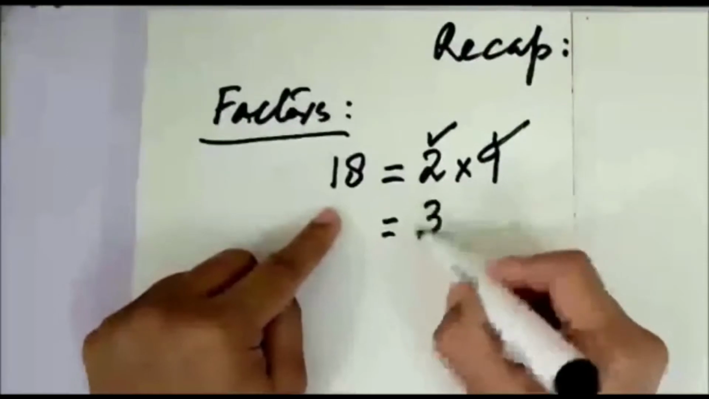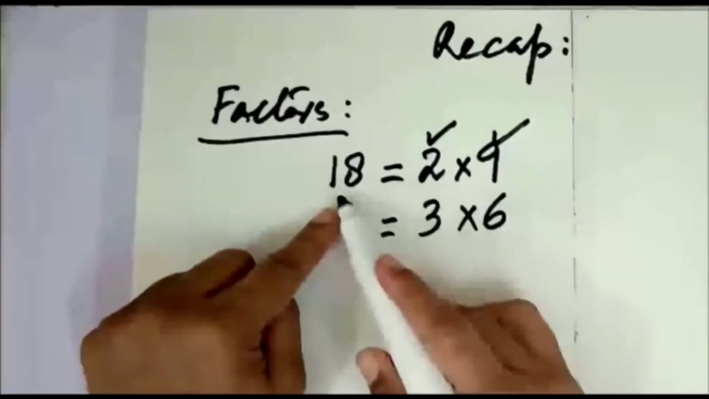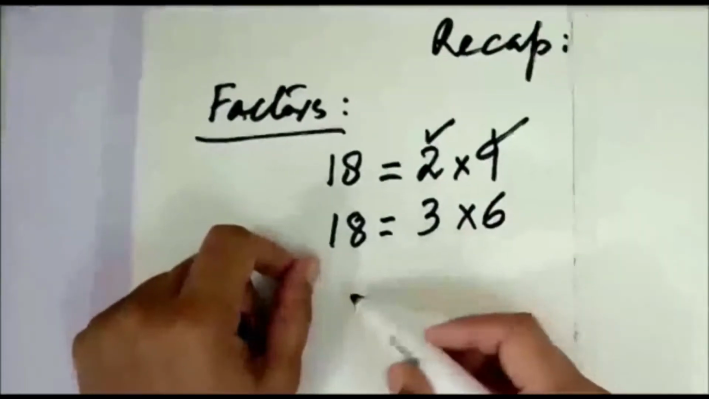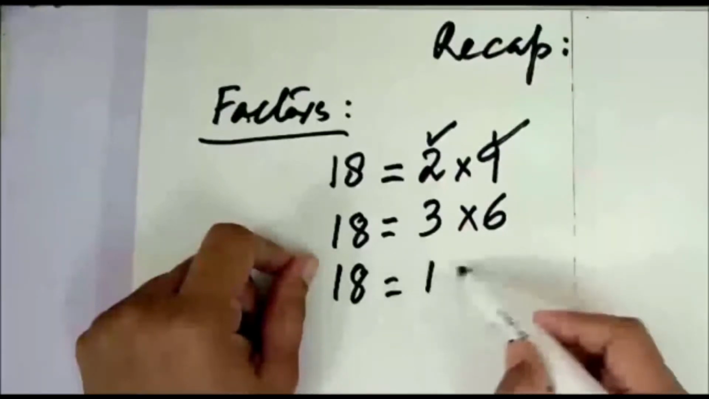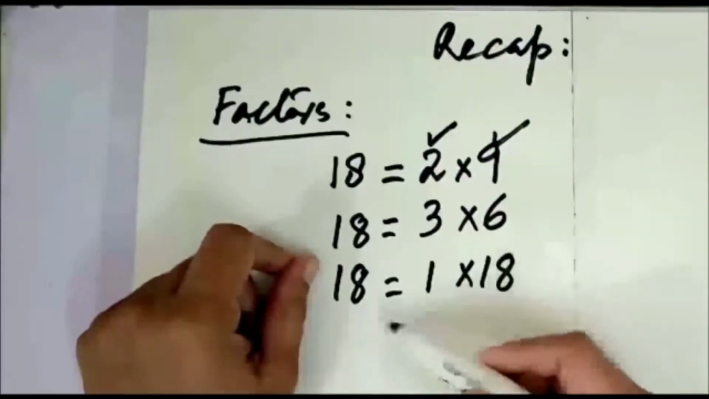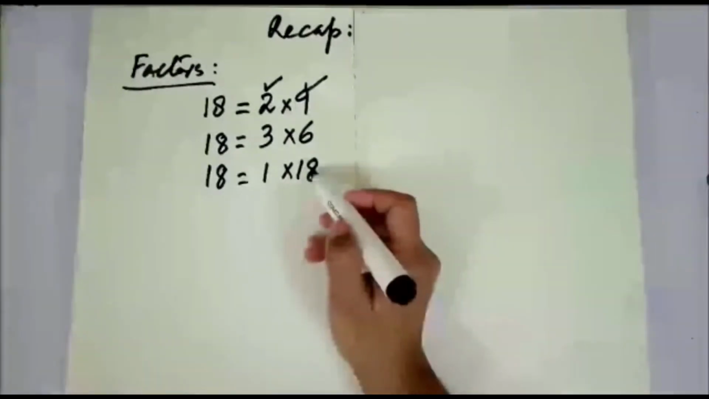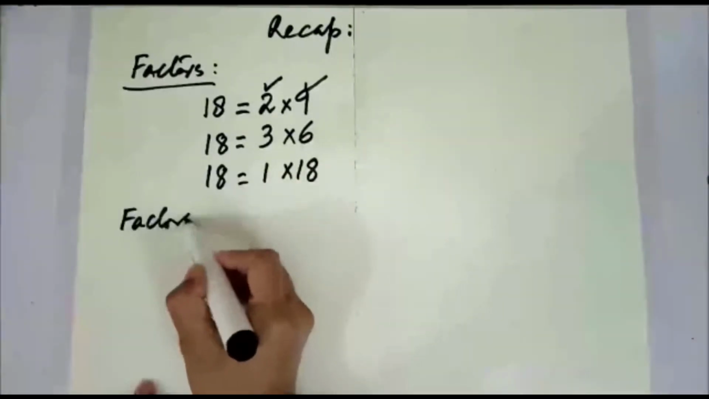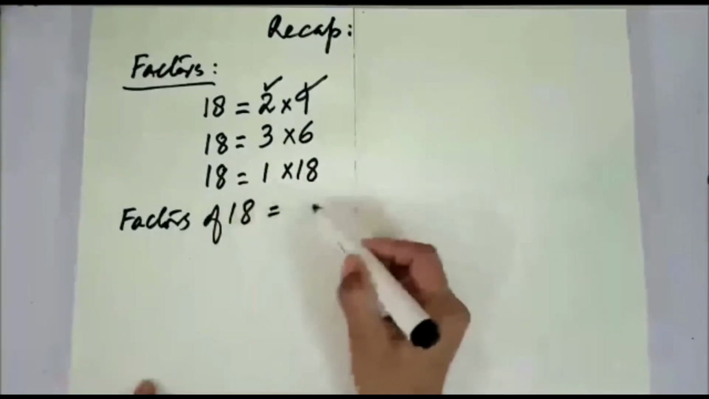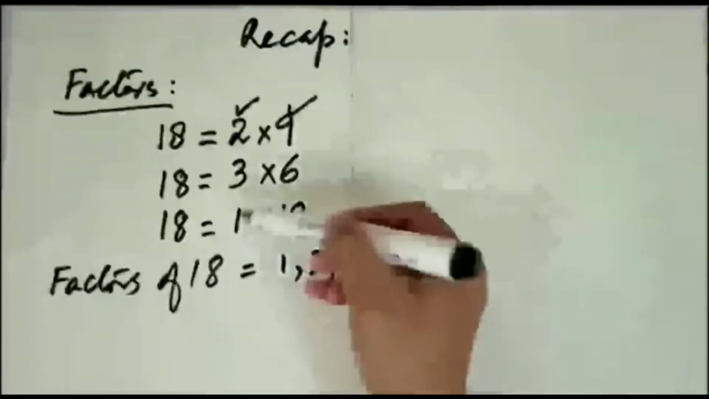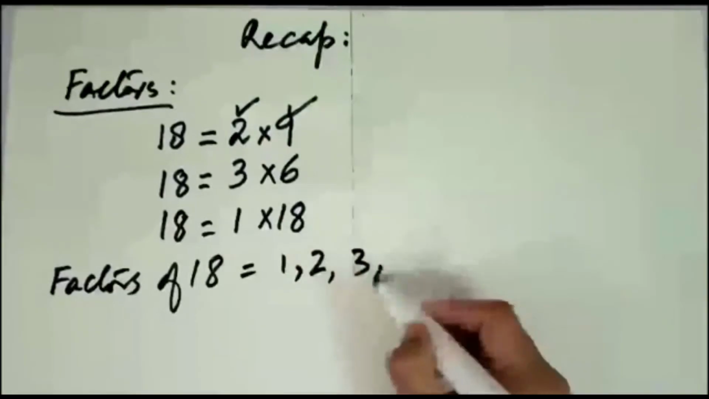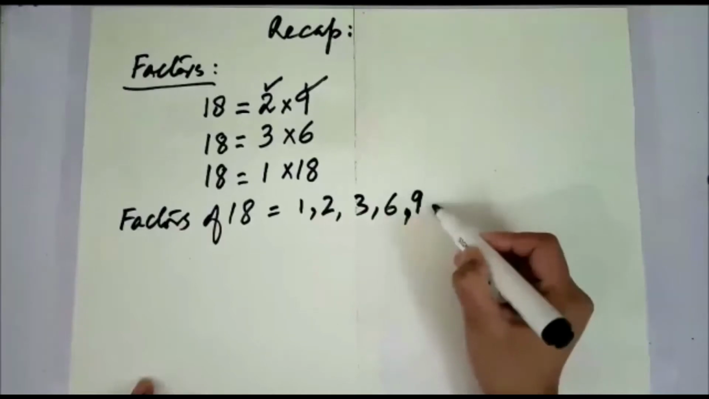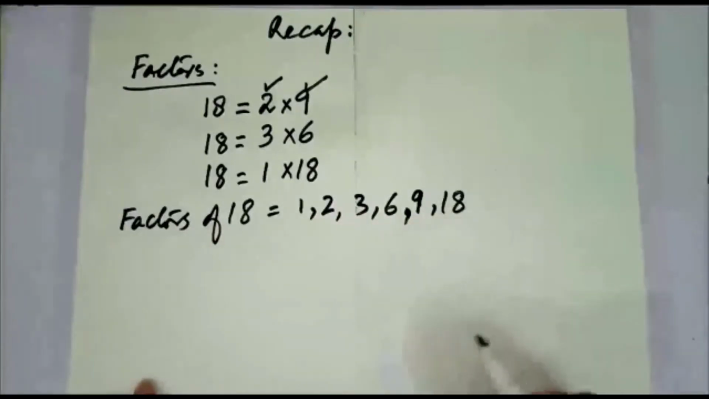Likewise, if you multiply 3 multiplied by 6, it will give you 18. So 3 and 6 will be also the factors of 18. Likewise, you can write here 18 is equal to 1 multiplied by 18. It will also give you 18. So 1 and 18 both would be the factors of 18. So the factors of 18 are 1, 2, 3, 6, 9, 18. I have written it in order. So these are the factors of 18.